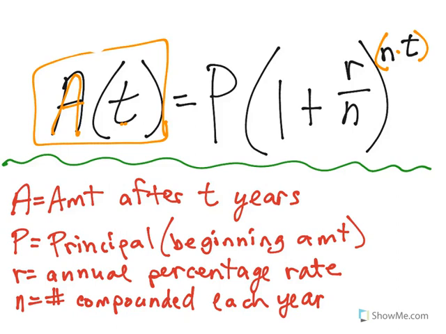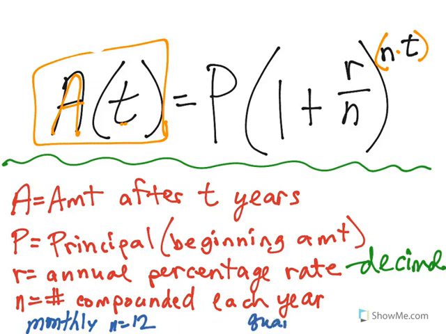So if we look down here, A is the amount after t years, P is the beginning amount or the principal, r is your annual percentage rate. Make sure you change that to a decimal. And then n is the number of times it's compounded each year. So if we are talking monthly, then n would be 12. If we're talking quarterly, there are 4 quarters in a year, so n would be 4. So you really have to pay attention to the wording throughout the problem to see what your value of n is, and then make sure you put that in there twice.